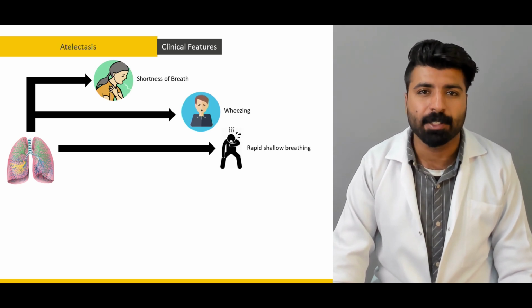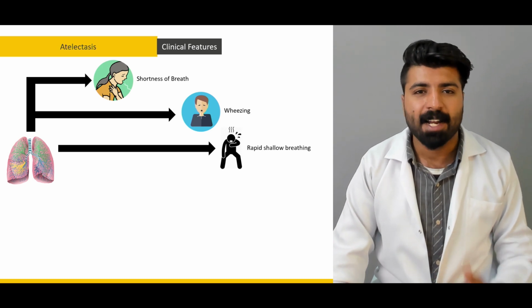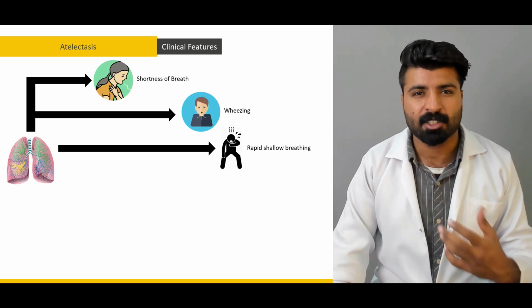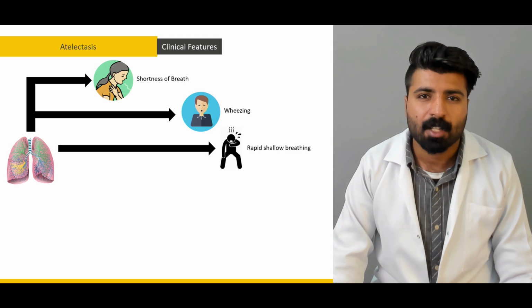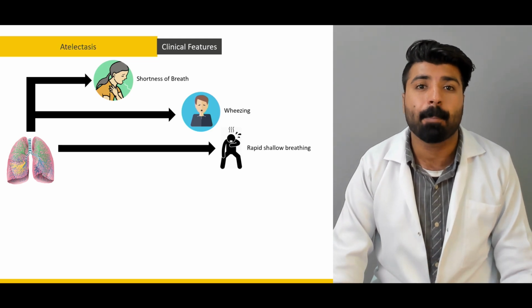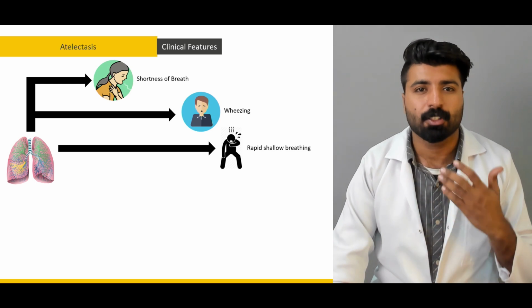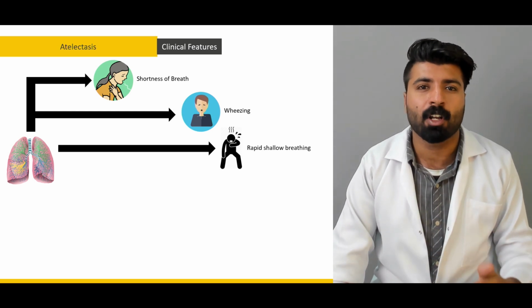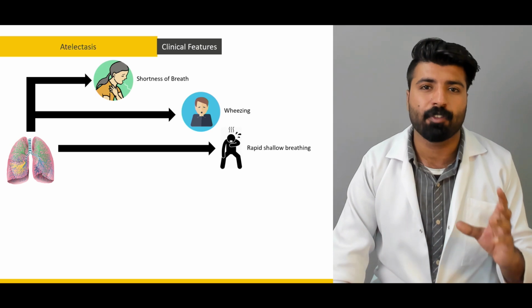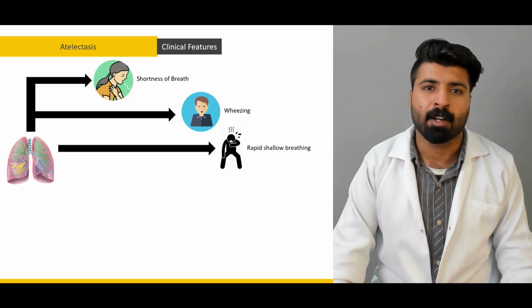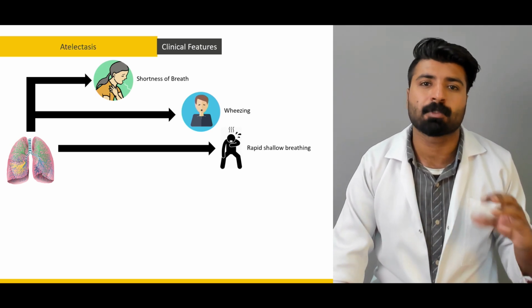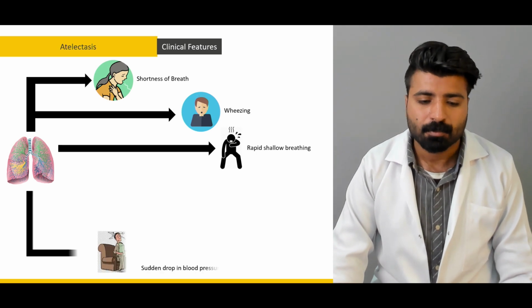Then rapid shallow breathing. A person might not get as much air as is needed through even shortness of breath or wheezing. It will lead to rapid shallow breathing. This kind of movement will go on and on and on until the need of the body is being met, until the whole blood is being oxygenated.